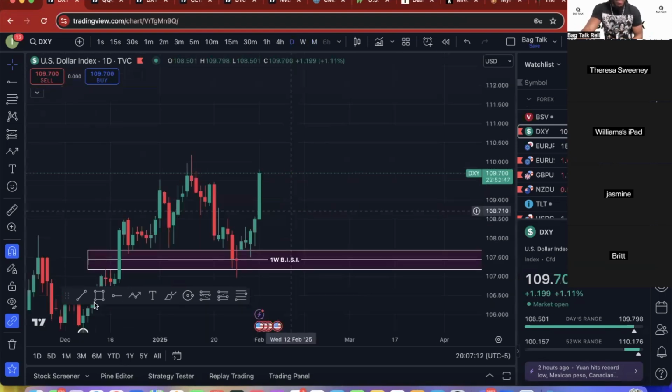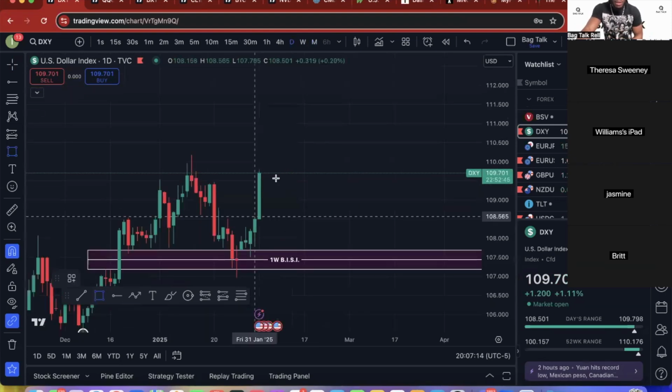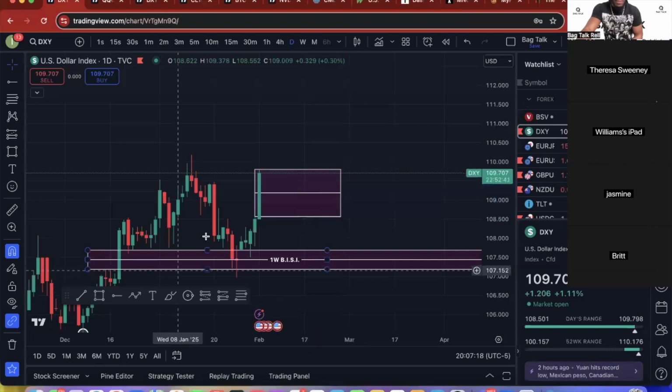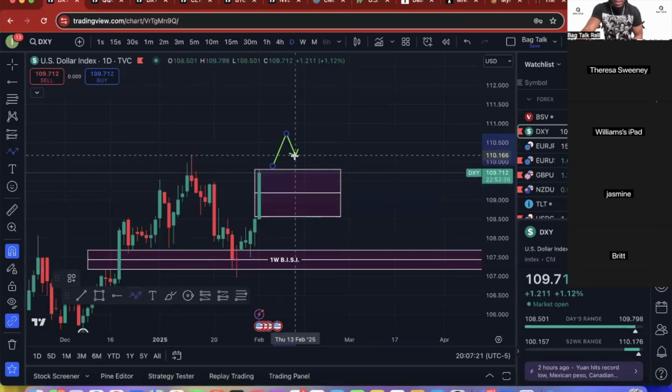So let's say this ends up being a fair value gap, one day or something like that. I don't know. And price goes up and it starts to come back. Am I panicking? No.